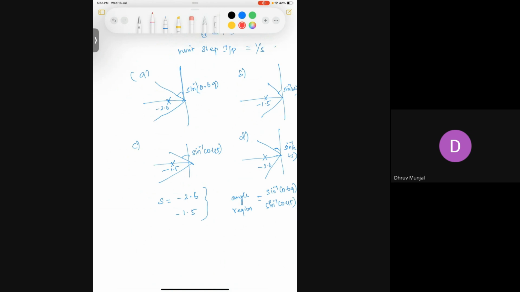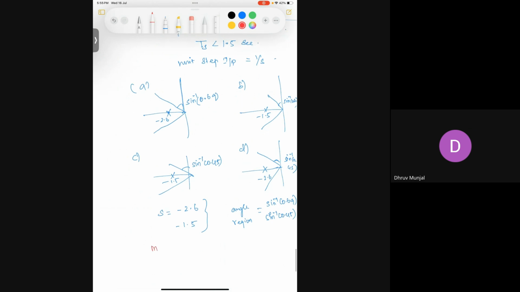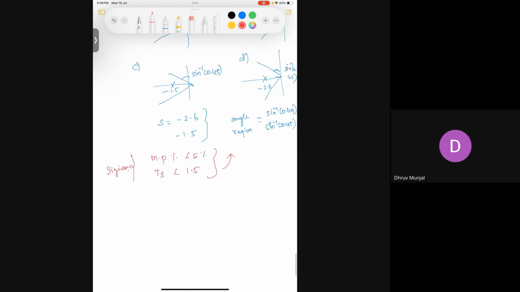So the given information is the peak overshoot. Mp percentage should be less than 5 and Ts should be less than 1.5. With this given information, you have to find the pole of the system, the angle, and which graph you should choose so that the system will give the desired specifications. How can you connect this graph and the given information? We'll always start off with the known information. You know the equation for this, right?